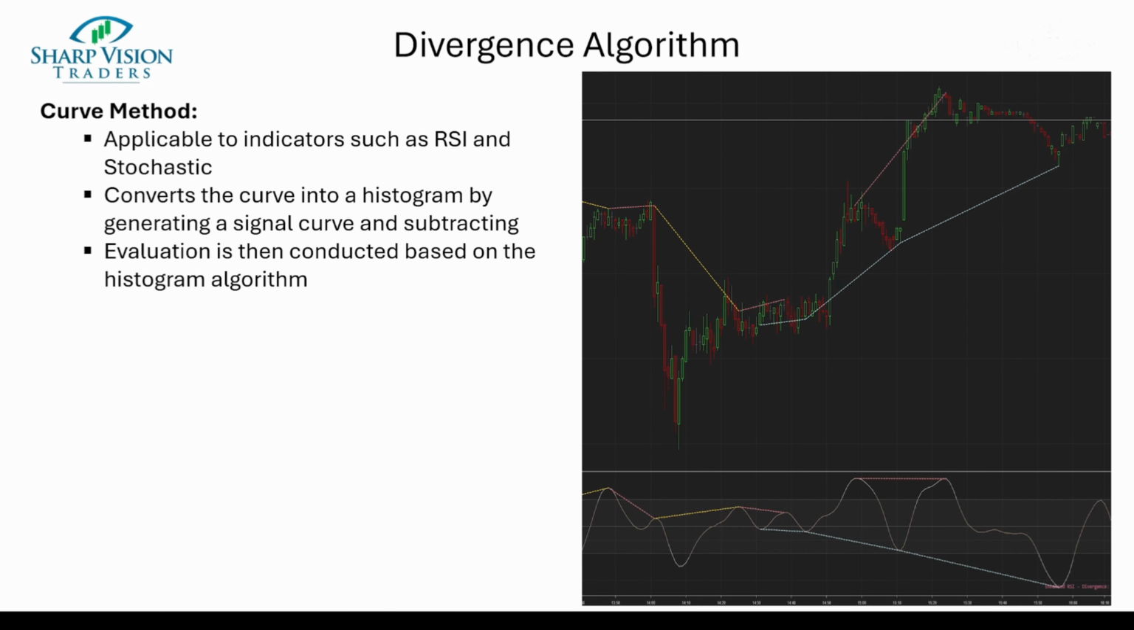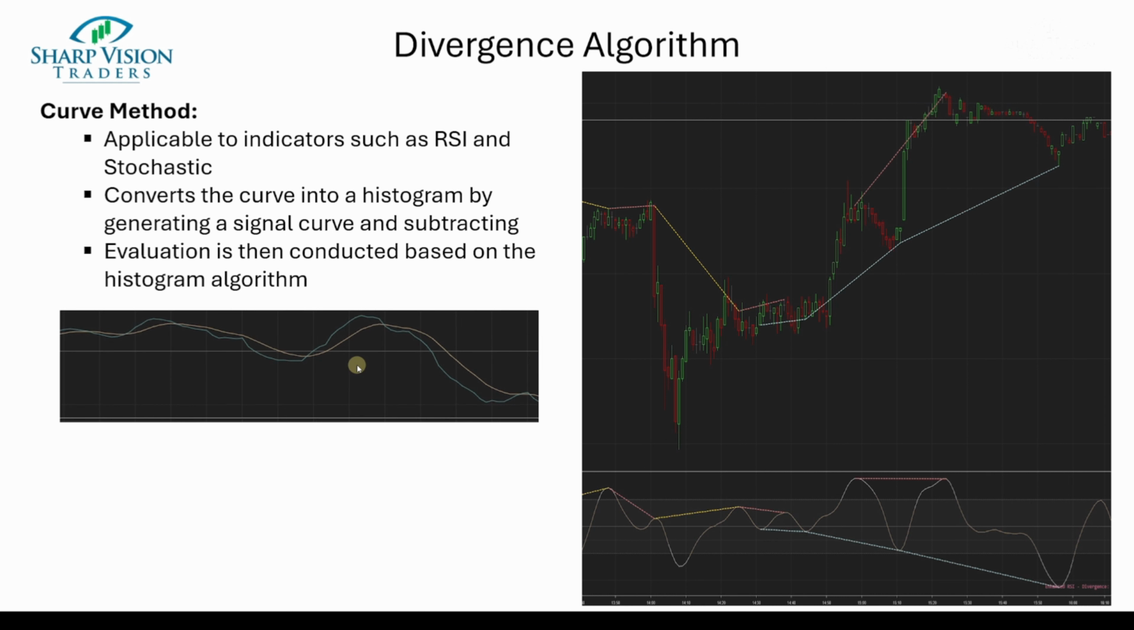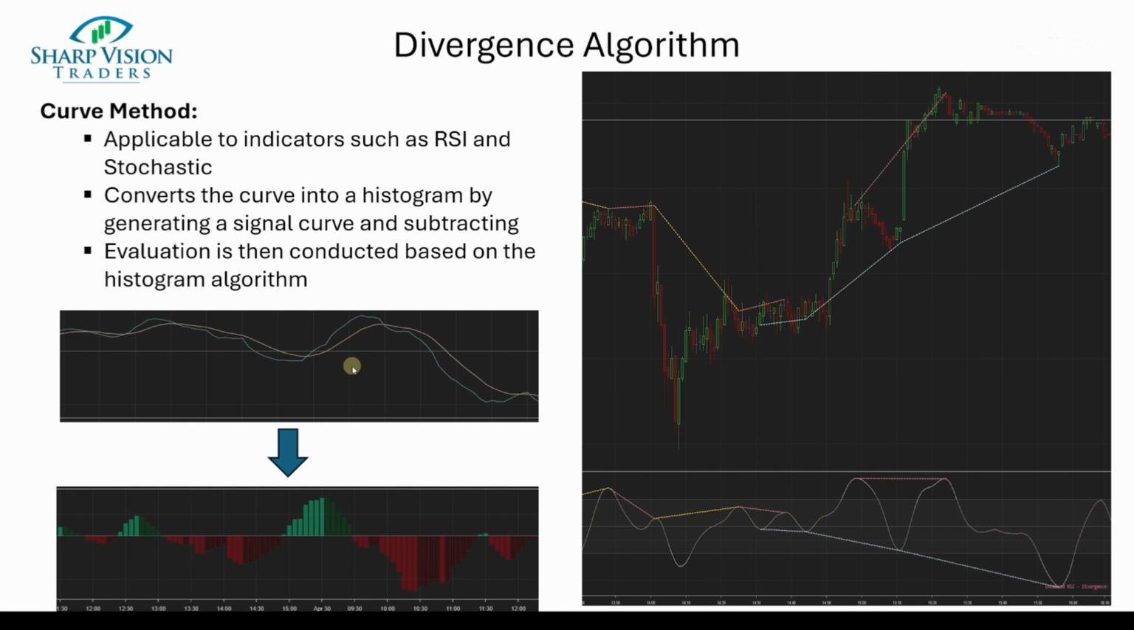The second approach to generating divergence is called the curve method. It involves generating an average signal curve from the original indicator's curve. This, of course, is based on a user-defined look-back period. From this, a differential curve is created, which is subsequently transformed into a histogram. This output histogram is then normalized and, if required, smoothed to help minimize and eliminate noise.